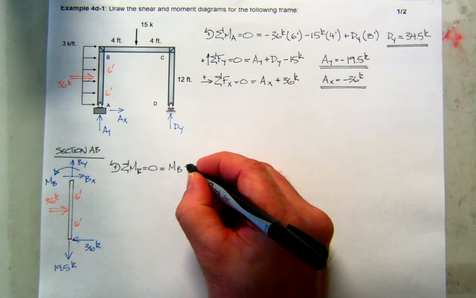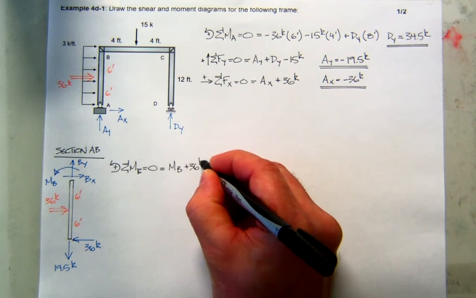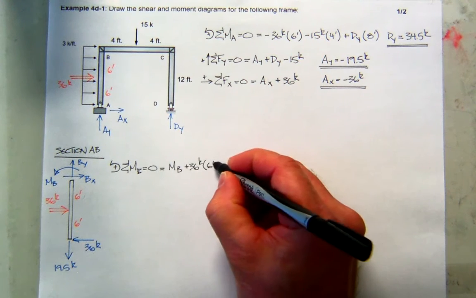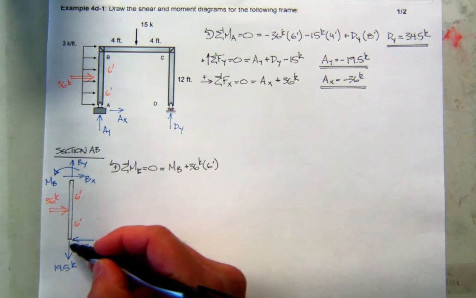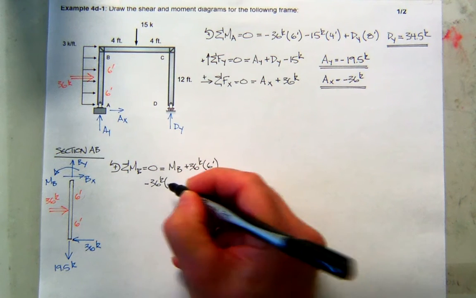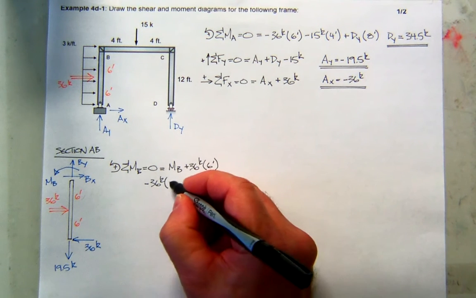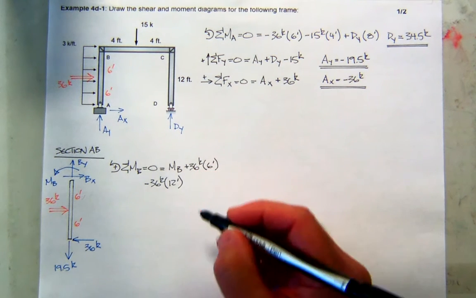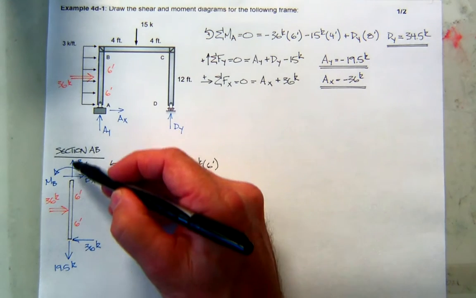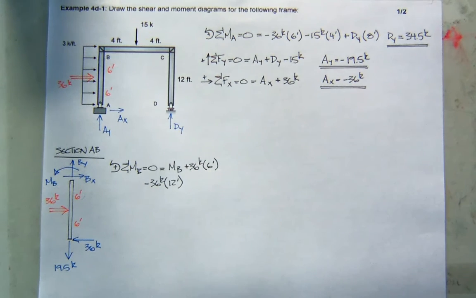Positive. And it has a moment arm of 6. Then this 36 has a negative moment with a moment arm of 12. And what else? Oh, the 19.5, that line of action passes through B, doesn't create any moment.